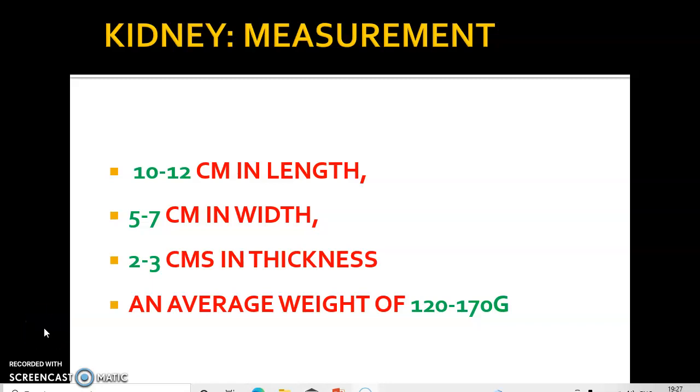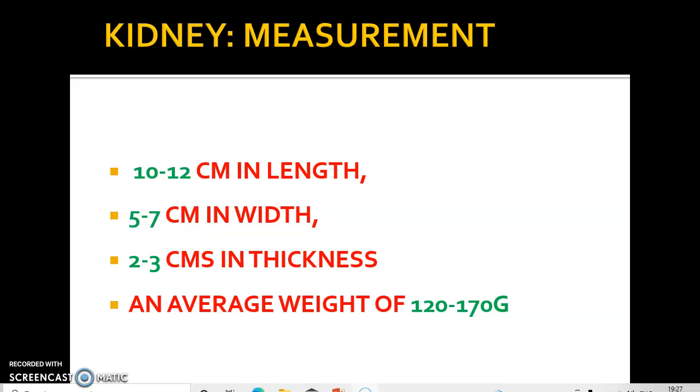So if we have a look at the measurement of the kidney, the kidney has the following measurements. It's around 10 to 12 centimeters in length, 5 to 7 centimeters in width, 2 to 3 centimeters in thickness, and an average weight of 120 to 170 grams.